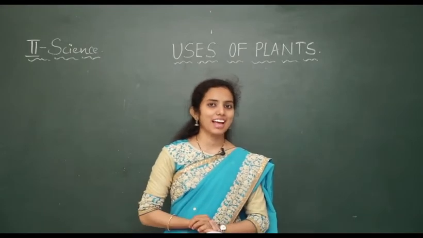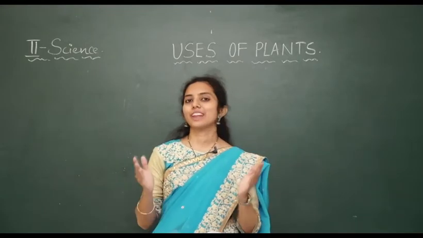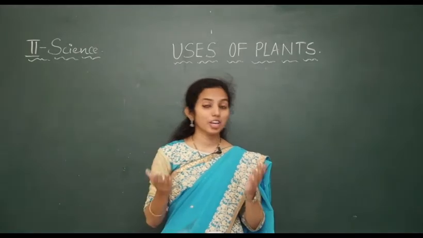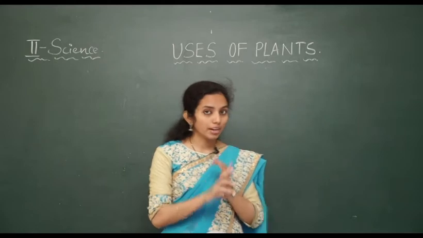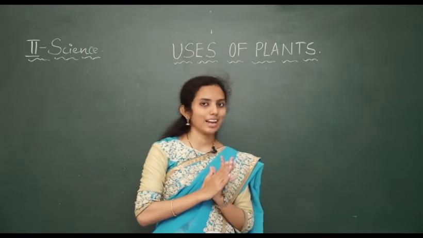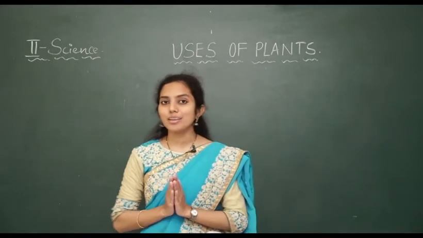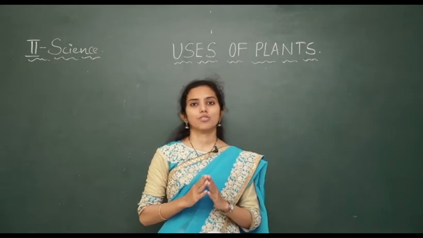In our previous class, we have learned different types of plants. How many types of plants are there? Trees, shrubs, herbs, creepers and climbers. So this is about the different structures of the plants.